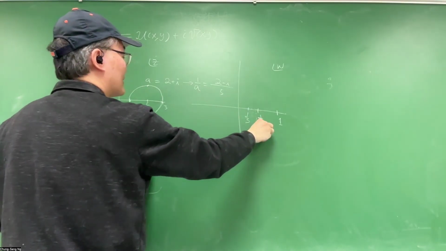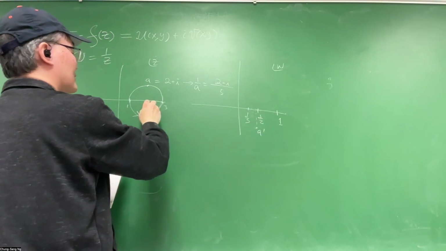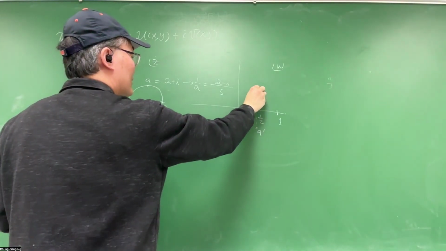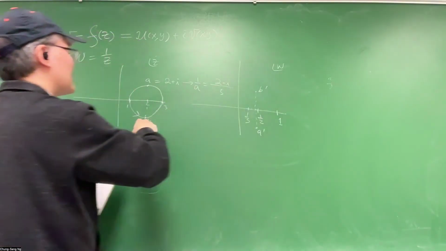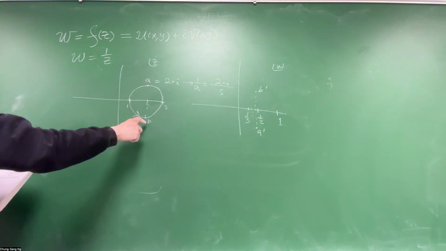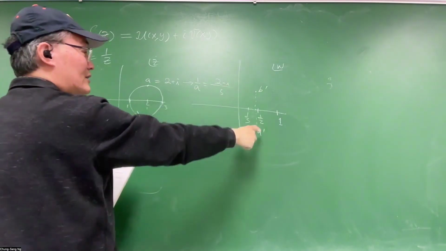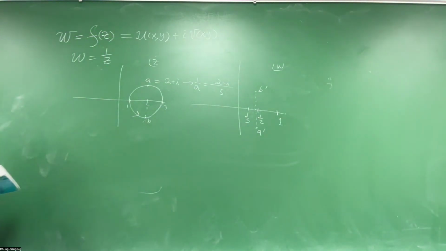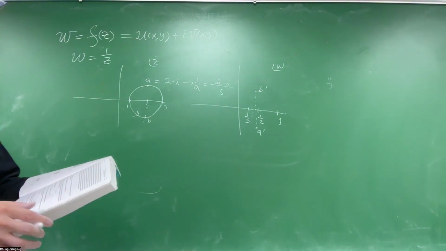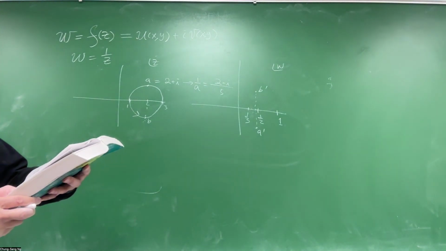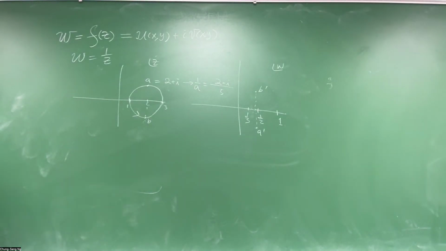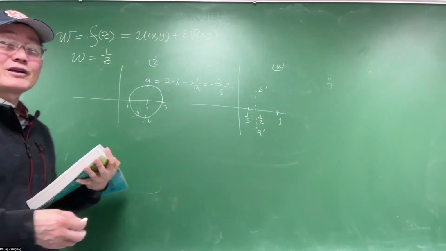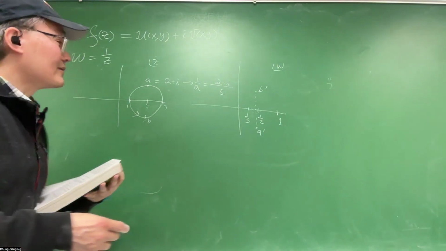So A prime will be here. And the corresponding point will be B prime. B will map to the other point, because this is just the complex conjugate, so we map to the complex conjugate of A prime. That doesn't look like a circle, but your textbook drawing is a circle. Well, we can figure that out by looking at the general formula.